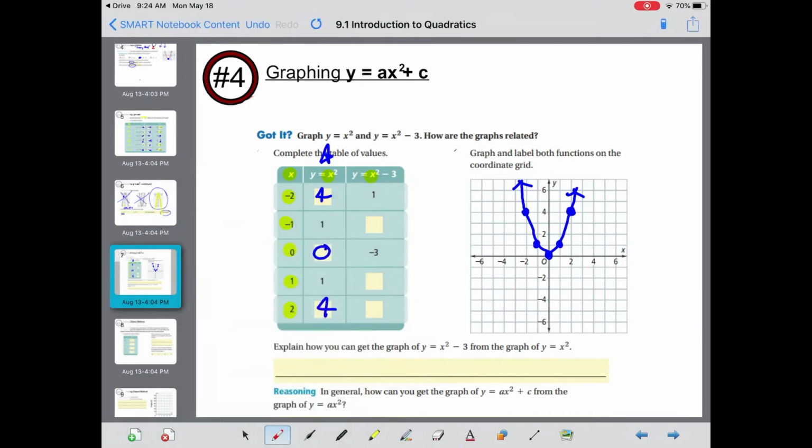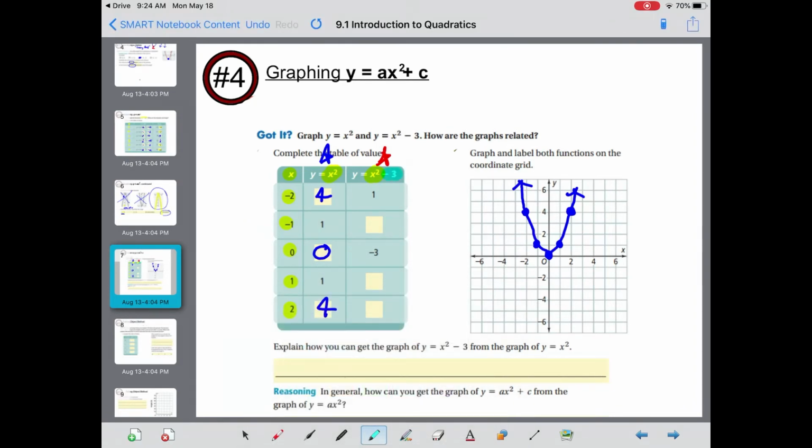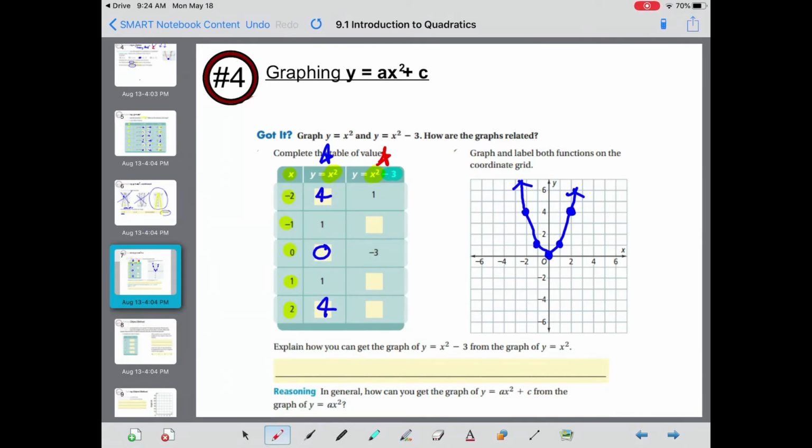Now what they want you to do is plug those values in again for your second parabola, and we're going to compare what happens. So if you notice, they both have an x squared, right? The only difference is this minus 3 on the back end, and we're going to see how drastic of a change that creates. Negative 2 squared is 4, minus 3 is 1. Negative 1 squared is 1, minus 3 is negative 2. 0 squared was 0, minus 3 is negative 3. 1 squared was 1, minus 3 is negative 2. And 2 squared was 4, minus 3 was 1.